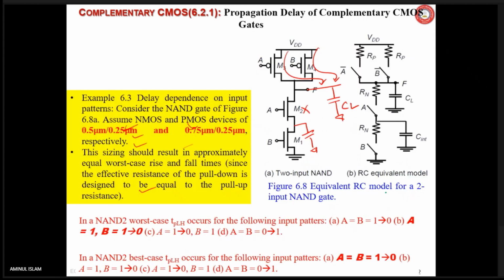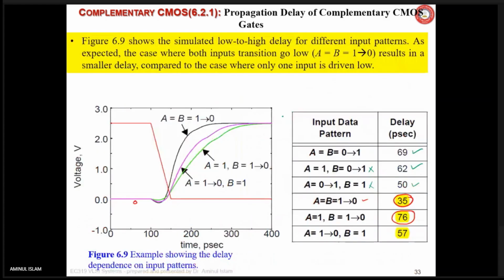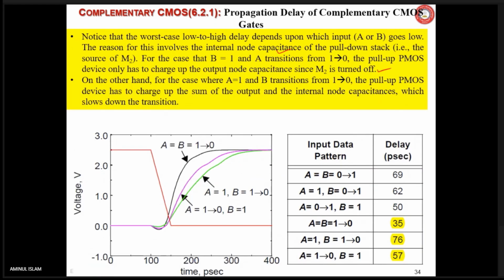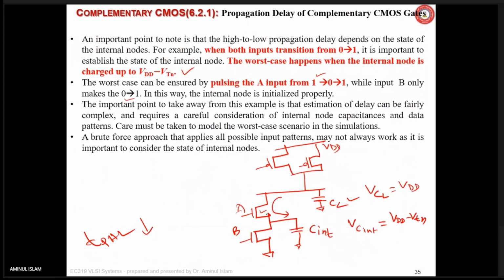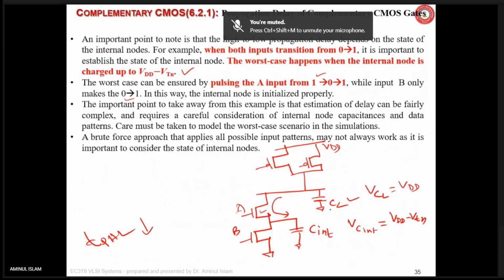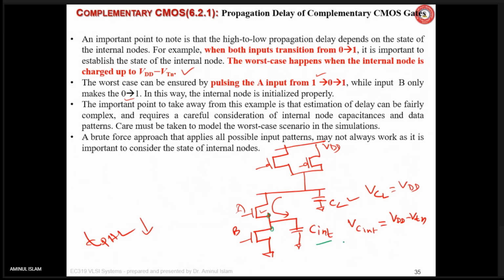Which one is A and which one is B? You have to understand first. You have to take care of the internal capacitance also, between the drain and source of the two transistors. In this case, the internal capacitance C int. If you consider this, then understanding will not be difficult.